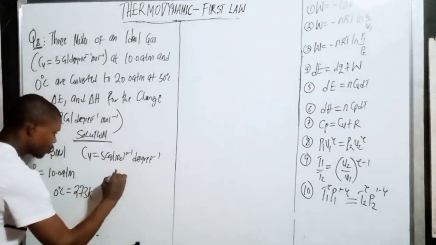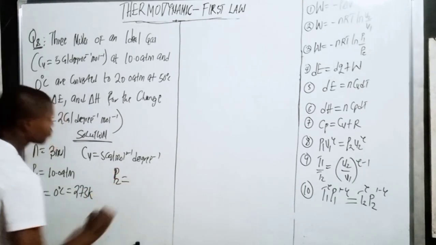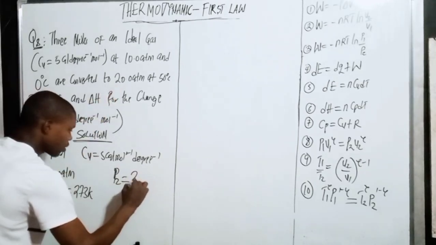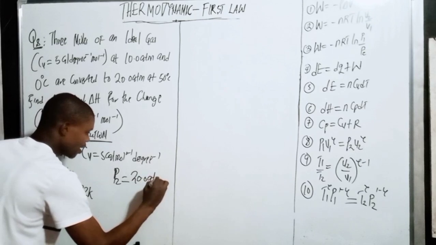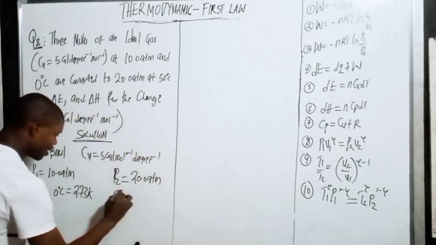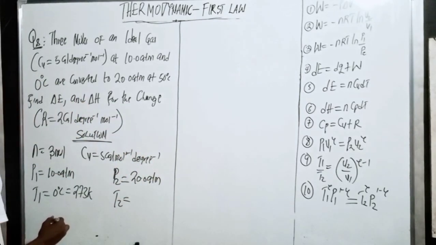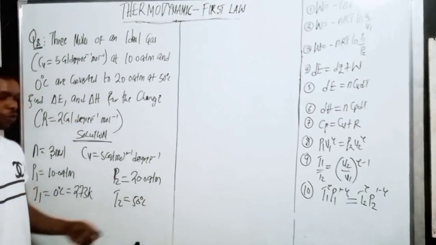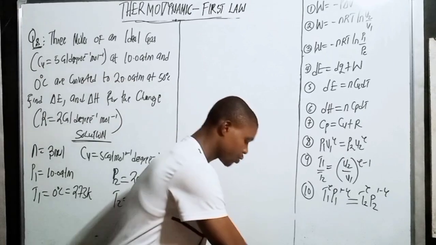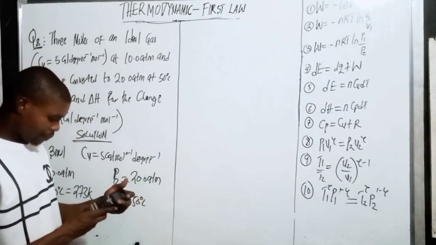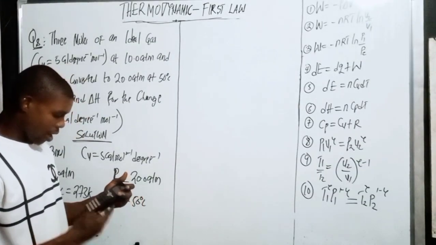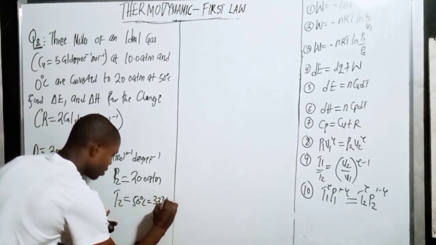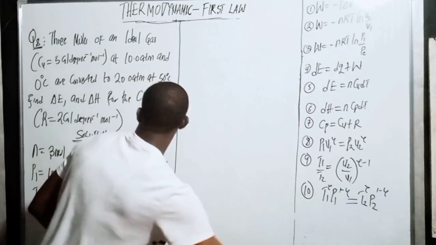Now my P2, what is my P2? My P2 here is 20.08 atm, right? Then my T2 is 50 degrees centigrade. So what I want to do here is to convert to Kelvin. So 50 plus 273. Here we have 323 Kelvin, right?